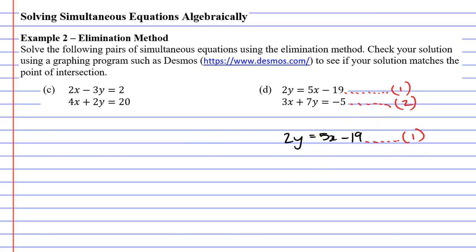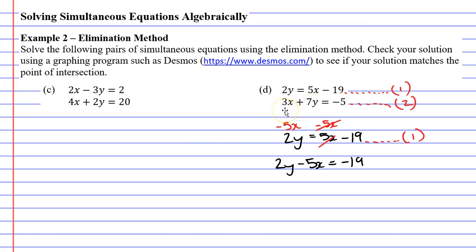Alright, I'm going to subtract the 5x on both sides. I'm going to do this because I want my x to be on the left side, just like it is in equation 2. I can now cancel out the 5x on the right, leaving me with 2y minus 5x equals negative 19. Now it's a lot better because equation 1 has 2y and 5x on the left side, which is similar to equation 2, which has the x's and the y's on the left side as well.